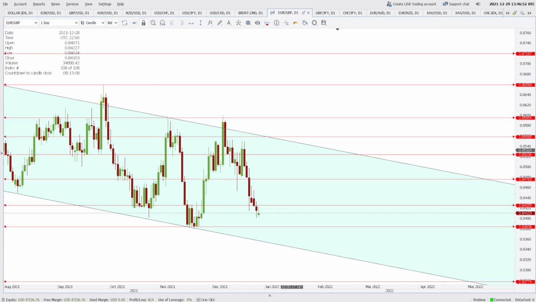Euro GBP, no surprises here. Pound is getting stronger and stronger. Euro is holding at its place. So GBP against Euro is rising and Euro against GBP is falling.